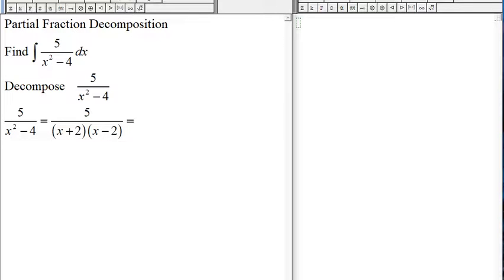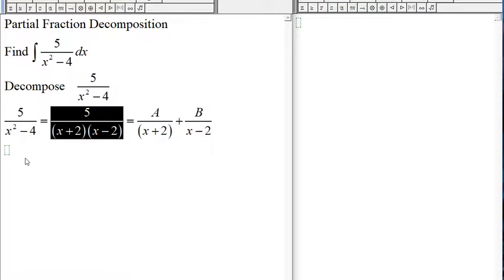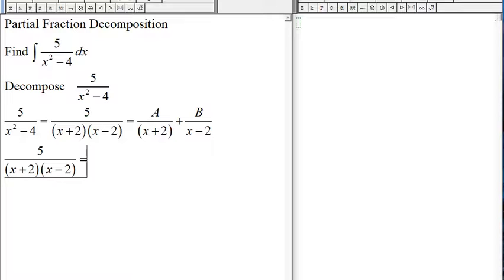And then we have a theorem that says that this can be decomposed into two fractions with some constant a dividing by the first factor, and then plus some constant b dividing by the second factor. So we need to figure out what a and b are, and that will give us the decomposition. So we have this is equal now, and then to figure out what a and b are, we can go ahead and combine these.